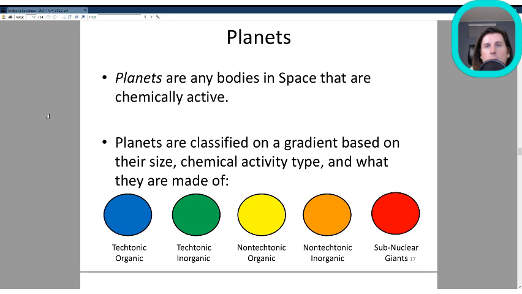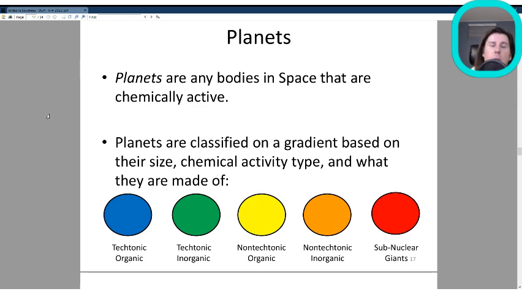And then there's non-tectonic inorganic. Something like Mars, which is not really tectonic, but not really organic either. It might just be a dust ball with an atmosphere. You have to go there, and if you set up shop there, you then have to set up an atmosphere for yourself. It's not worth it.